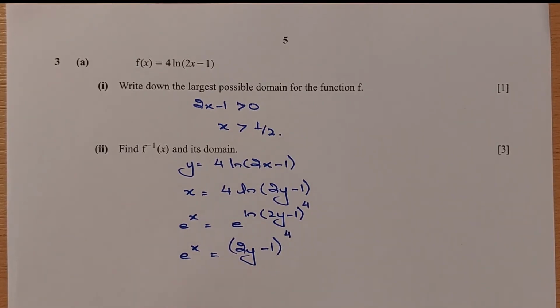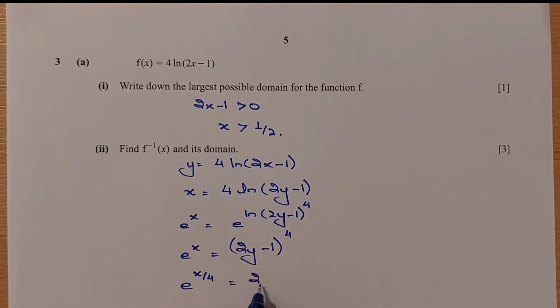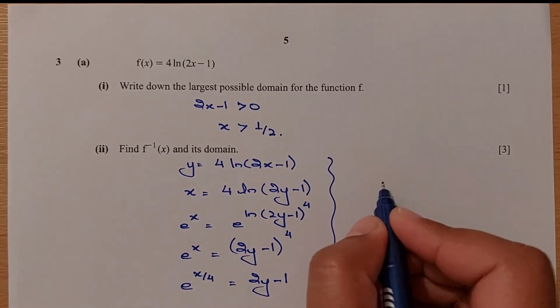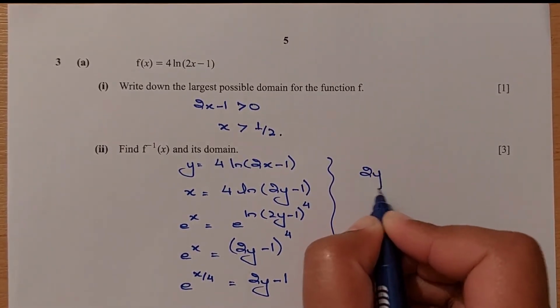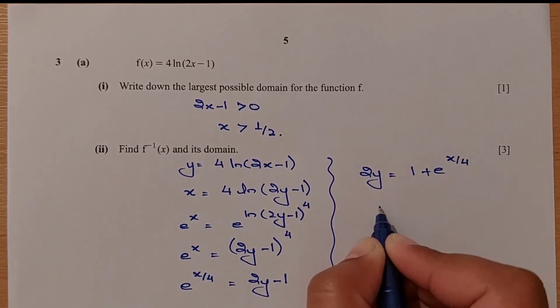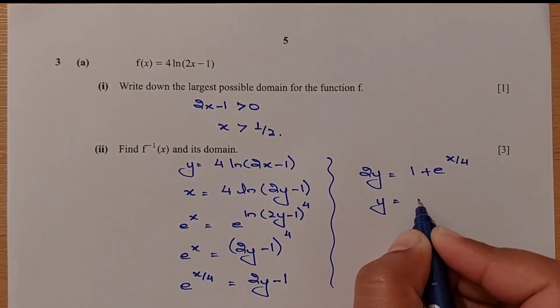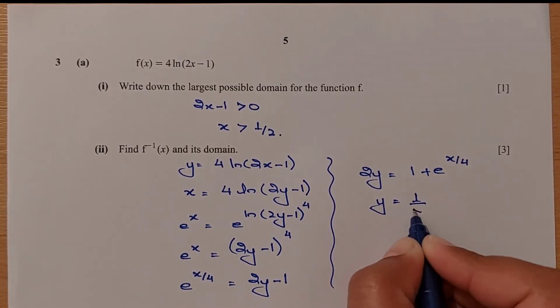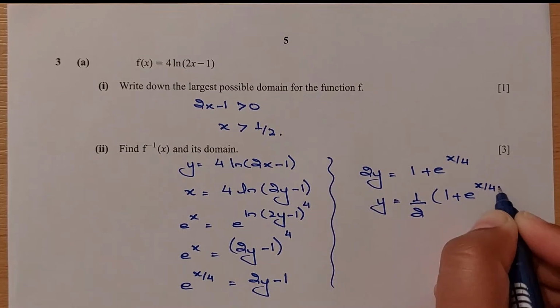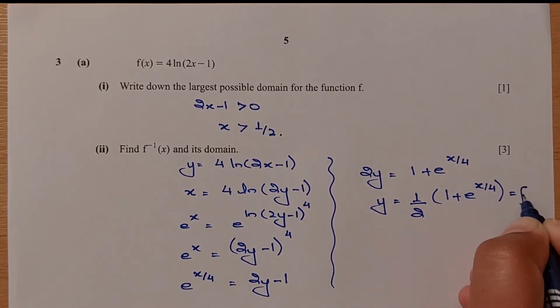Now taking the power 1/4 on both sides. So e^(x/4) equals 2y - 1. And here we have 2y equals 1 plus e^(x/4), and y equals 1/2 (1 + e^(x/4)). So this is f inverse of x.